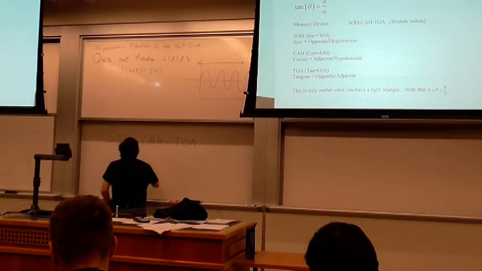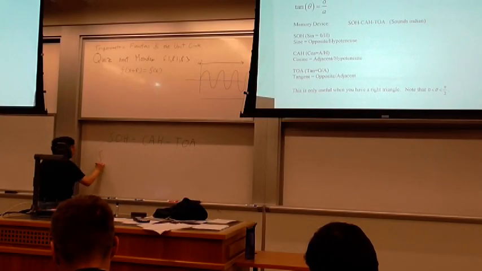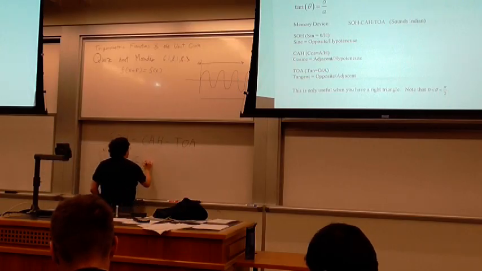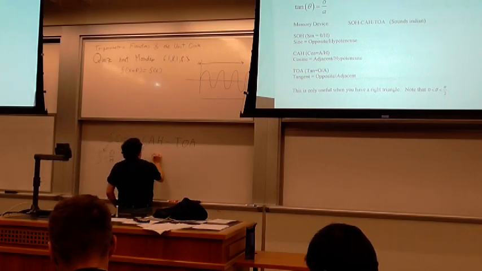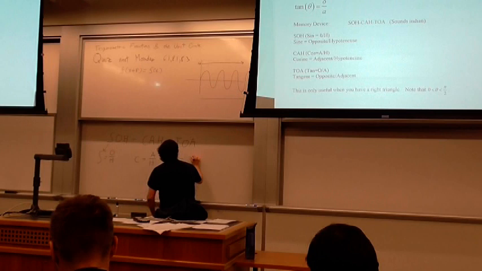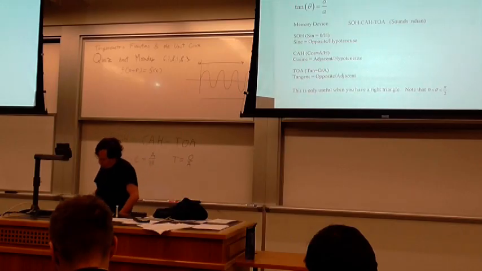So what this means is the sine is the opposite over the hypotenuse. The cosine is the adjacent over the hypotenuse. And the tangent is the opposite over the adjacent. It's just a way to remember which is which.